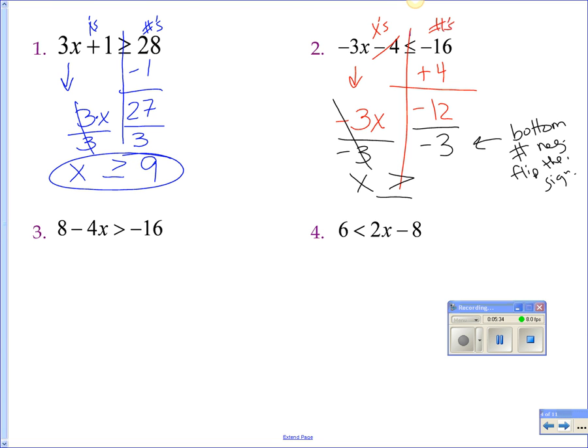What's negative 12 divided by negative 3? 4. Now, is your answer positive or negative? Positive. I don't care about the answer. I mean, I do, but y'all know what I mean. This doesn't matter about flipping the sign. You look right here. If the bottom number is negative, that's when you flip it. Okay? All right. Number 3, 8 minus 4x is greater than negative 16.